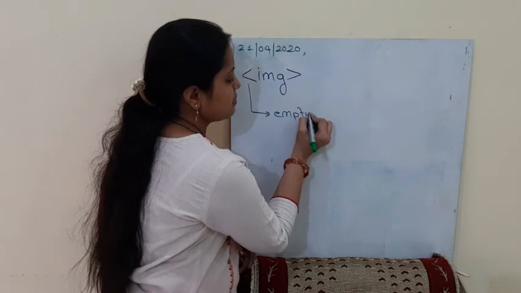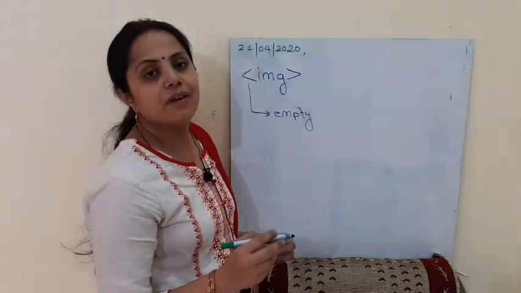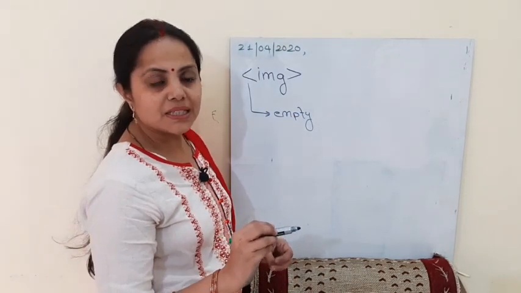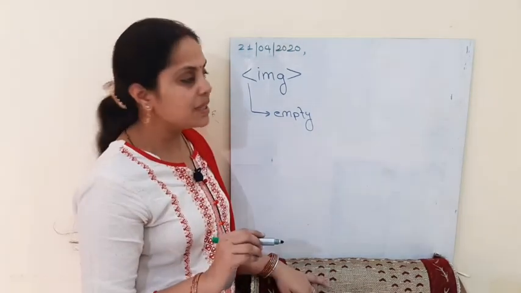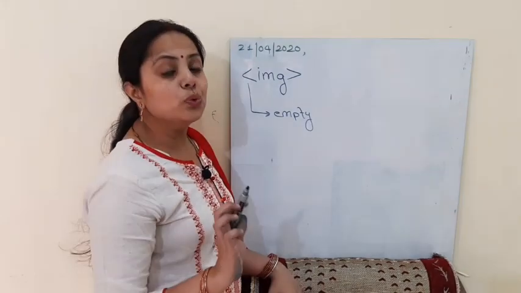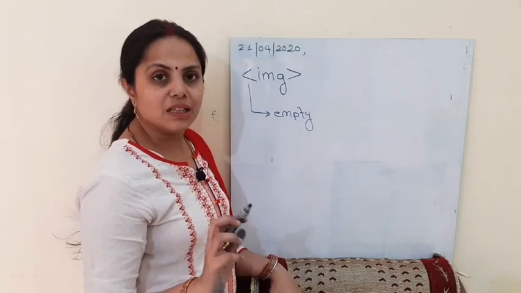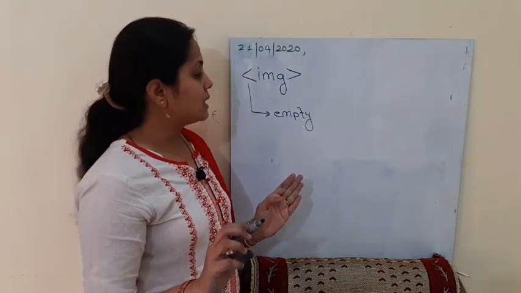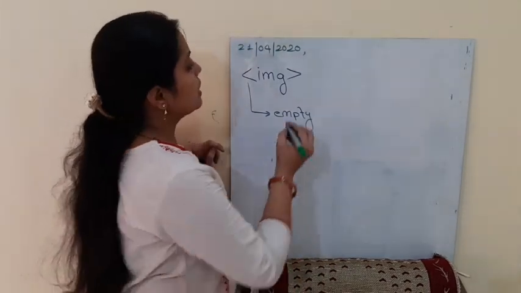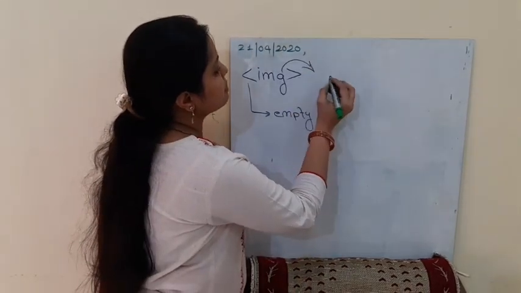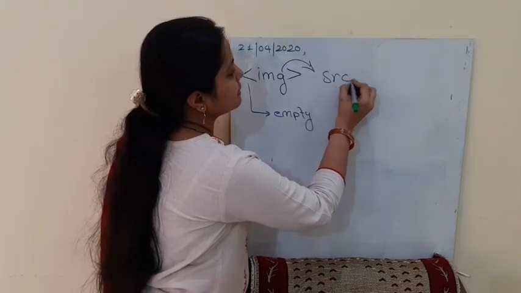Do you know what is an empty element? That doesn't have a closing tag. The elements that don't have a closing tag are known as empty elements. Moreover, they do not contain any value inside. Here you will be seeing it. So this image tag is not sufficient. Here one more important attribute comes, that is src.